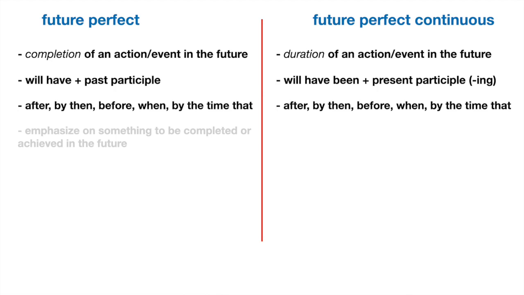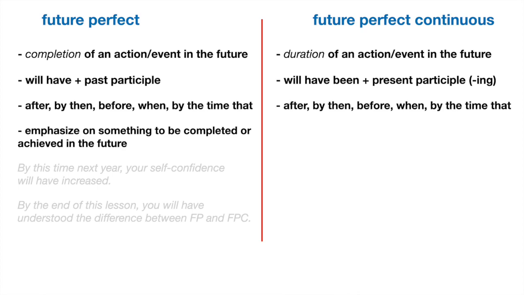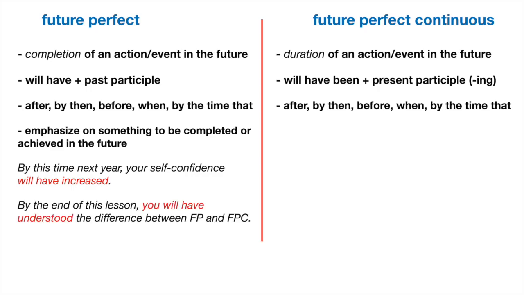Common expressions for these tenses are after, by then, before, when, and by the time that. The future perfect will emphasize that something will be completed or achieved by a particular point in the future. For example, by this time next year, your self-confidence will have increased. By the end of this lesson, you will have understood the difference between future perfect and future perfect continuous.